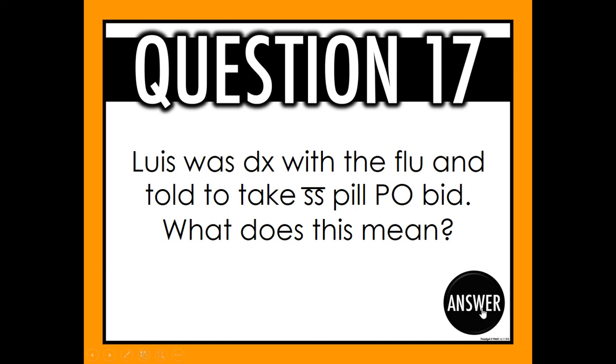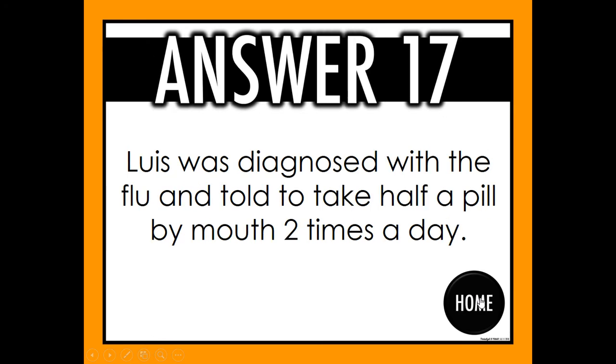Okay, let's look at the answer. If you're not ready, feel free to pause. Luis was diagnosed, remember DX is diagnosed, with the flu and told to take SS with a line over it, which means 1/2 or half. Told to take half of a pill. PO, meaning per oral, also translates to by mouth. And BID is 2 times a day. Luis was diagnosed with the flu and told to take half a pill by mouth 2 times a day.